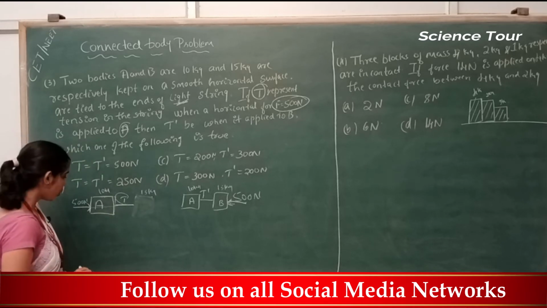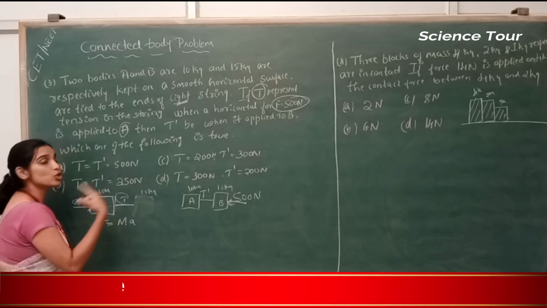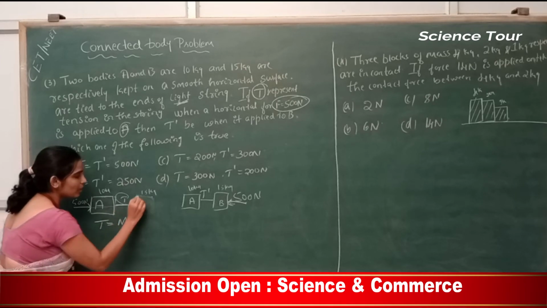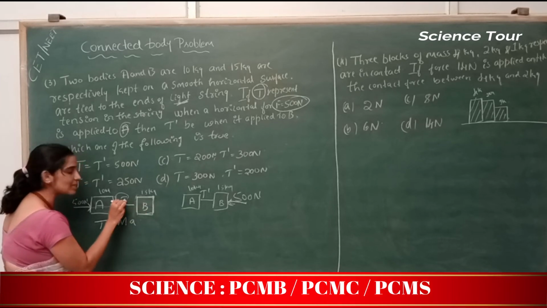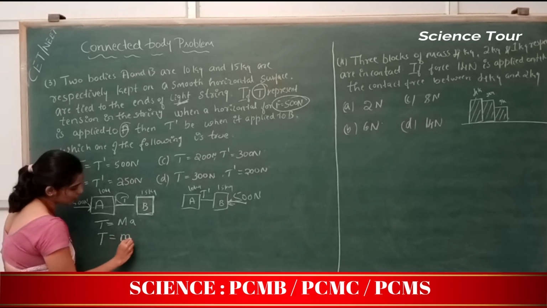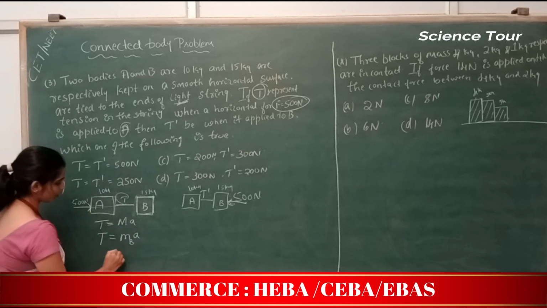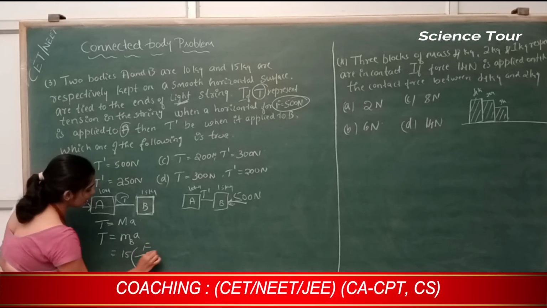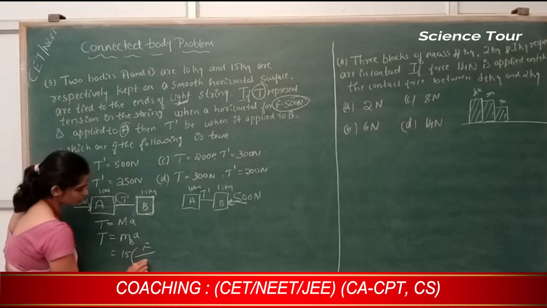Correct? So you know that tension is equal to mass times acceleration. Which mass has to be decided here? That mass is nothing but the mass of B. This is the B here. If B doesn't exist, tension won't be there. Therefore, tension T here is equal to the mass of B into acceleration. What is the mass of B? 15 kg. And what is the acceleration? Acceleration is force divided by total mass. What is the total mass? 10 kg plus 15 kg, that is 25 kg.